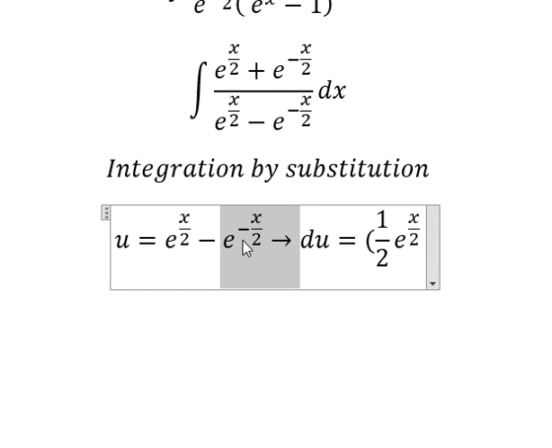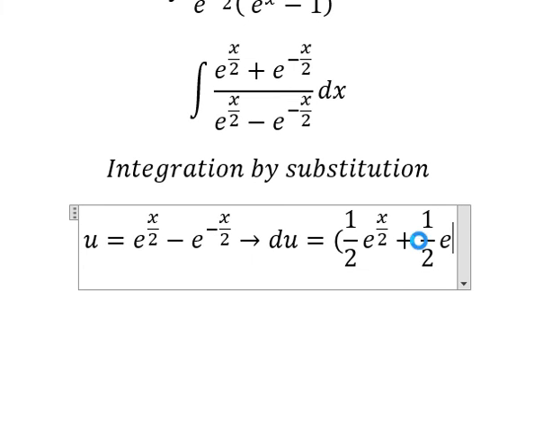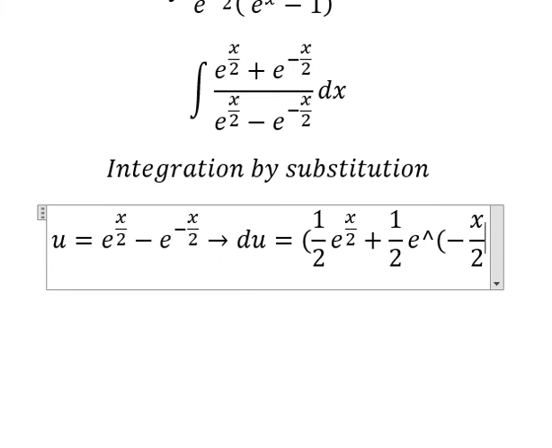First derivative of this one with the negative in here. So negative and negative, you get positive, and we have positive 1 over 2 e to the power of negative s over 2.